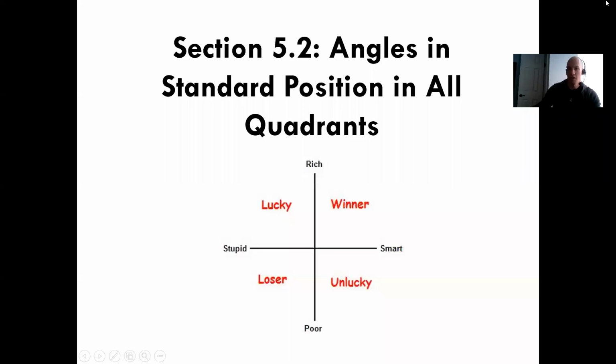Hey kids, it's time for trigonometry. Section 5.2, angles in all the quadrants.